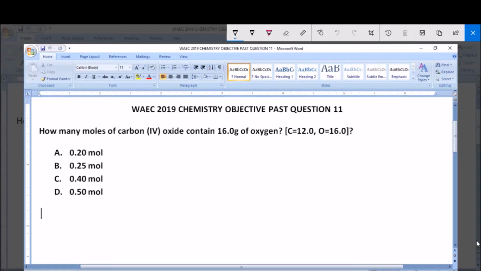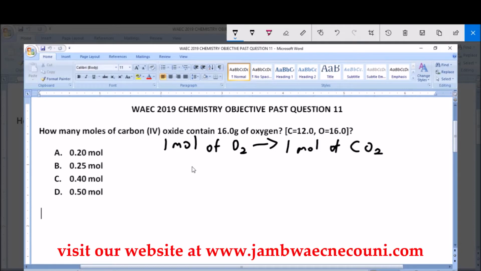Now, the first fact you need to establish is that 1 mole of oxygen is contained in 1 mole of carbon dioxide. So I need you to just remember that fact. Next, we need to determine the number of mole of oxygen present in 16 grams of oxygen. So how many moles is present in 16 grams of oxygen?